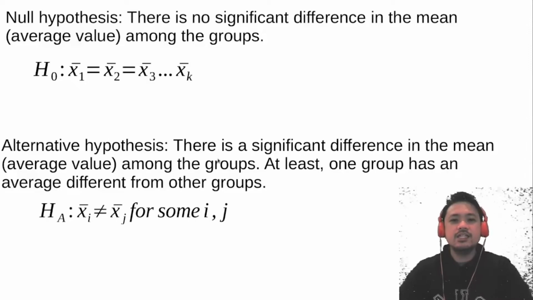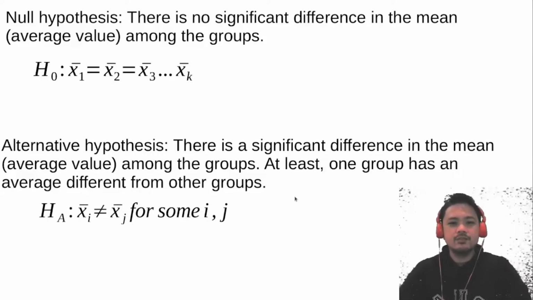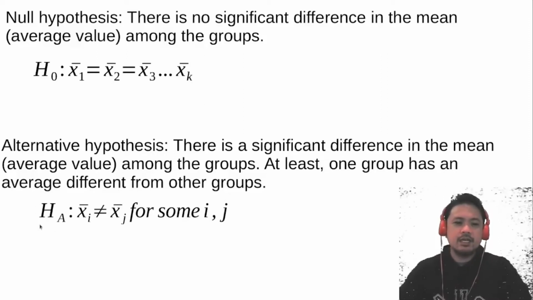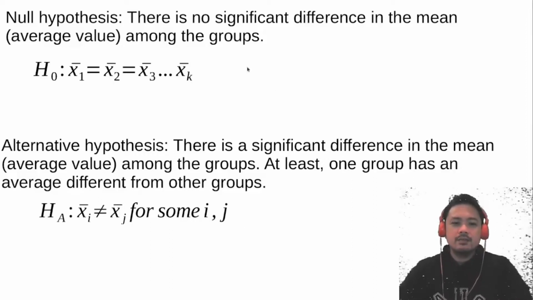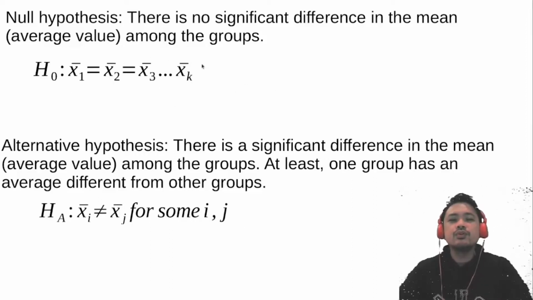For the alternative hypothesis, we can state it as there is a significant difference in the mean or average value among the groups. At least one group has an average different from the other groups. This is the symbol of our alternative hypothesis. One group designated as i is not equal to other groups designated as group j. X bar sub i is not equal to X bar sub j for some i and j. Remember, the groups you are comparing should be 3 or more for the analysis of variance.